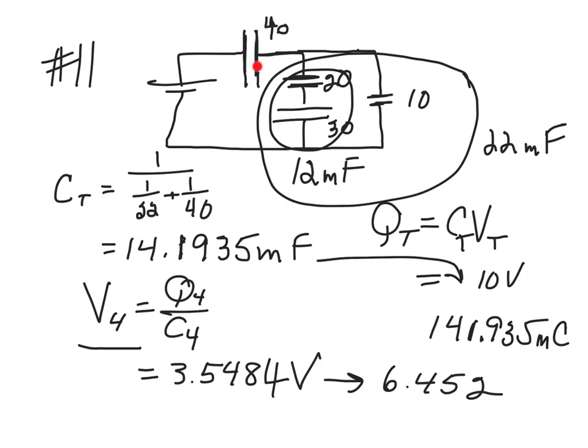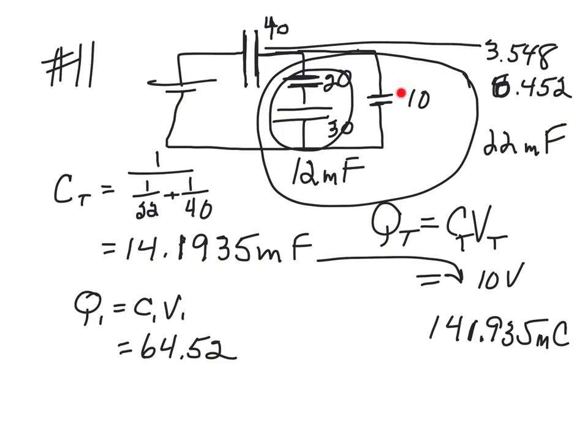And since the voltage across here is 3.55 if I round it, then the rest of the circuit has to have the rest of the voltage, the 6.45. So if the voltage between here and here is 3.55, the voltage between this point and this point has got to be the 6.45. And so that means the voltage across this is 6.45, and the voltage across these two is 6.45. So the easiest thing to do next is to find the charge on here, since we have the voltage. So do that, find the charge on the 10.